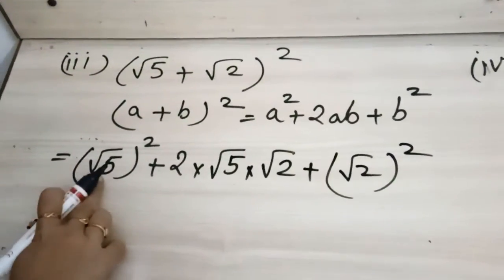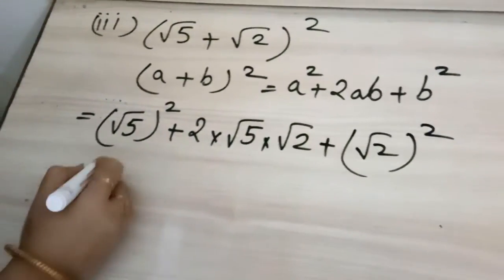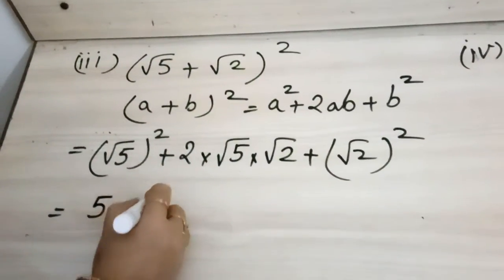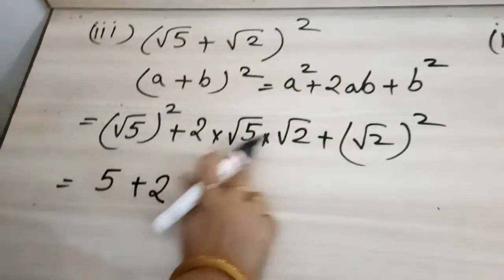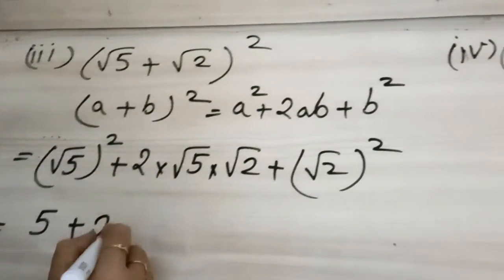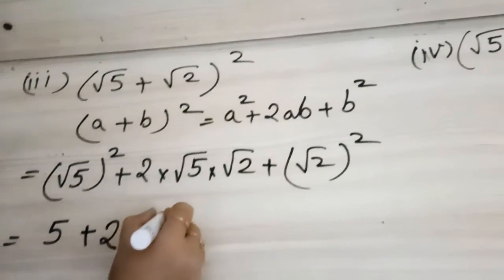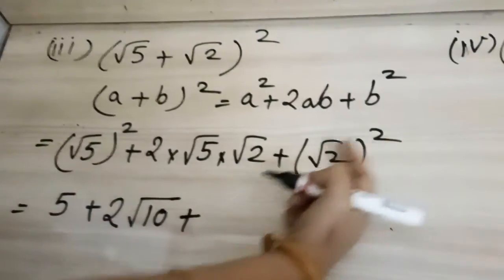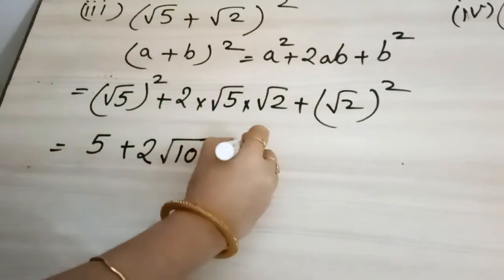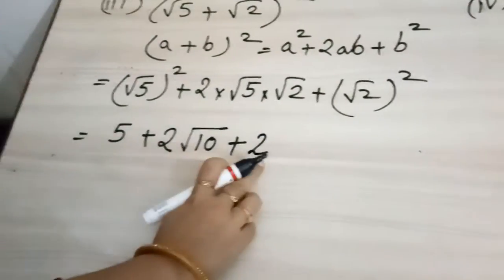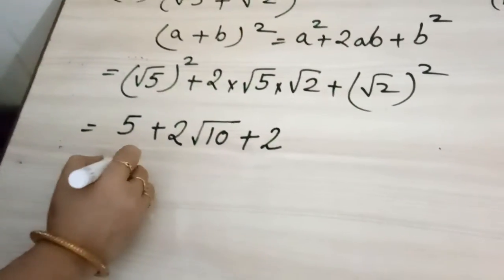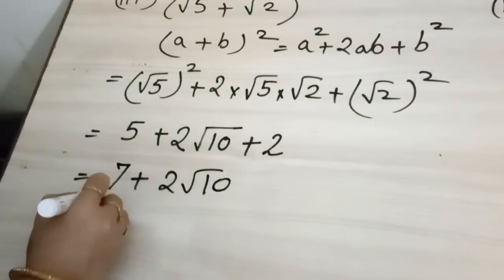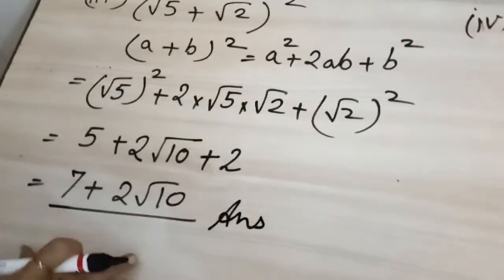Now again, root 5 into root 5, since root 5 is multiplied twice, the answer will come only 5. Plus here 2 cannot be multiplied by 5, so 2 will come as it is. But here 5 is in square root and 2 is also in square root, so you can multiply, so it will come square root 10. Plus here again root 2 square, means root 2 into root 2, so the answer will come only 2. Now here 5 and 2 are rational numbers, so we can add them. So 5 plus 2 is 7, plus 2 root 10, and this is our answer.